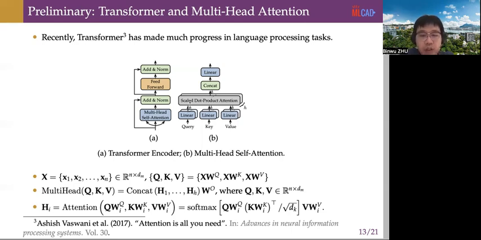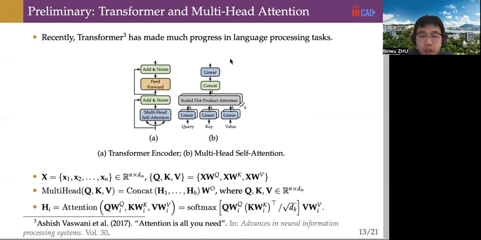Transformer is a very famous deep learning model which has made much progress in language processing tasks recently. So why is it so effective? Here is a key component of the transformer, the transformer encoder. The transformer encoder consists of multiple layers, of which the most important one is the multi-head self-attention. It allows the model to attend to information at different positions globally.